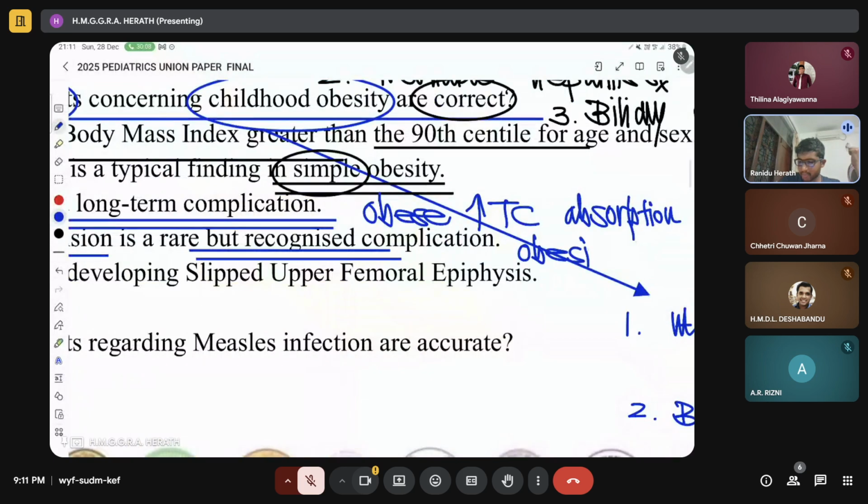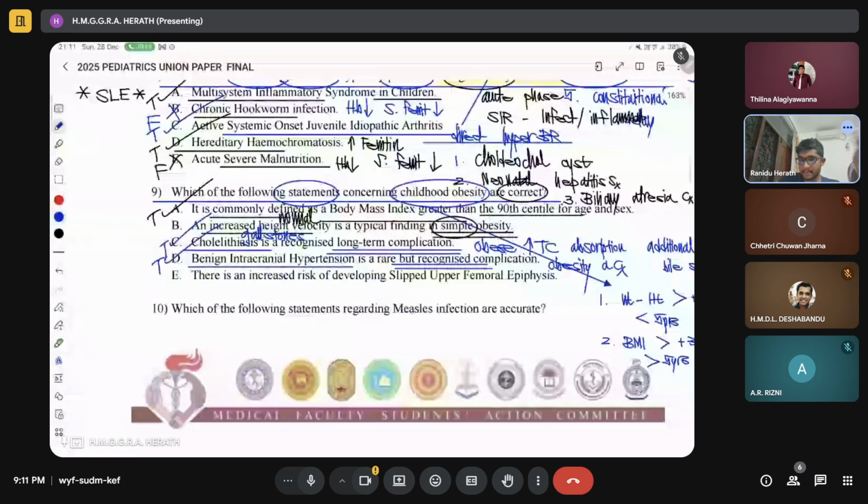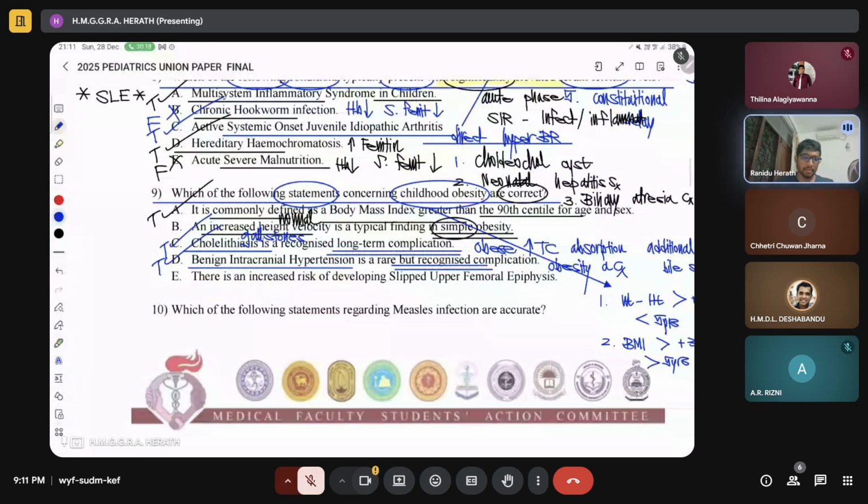What is the treatment for benign intracranial hypertension? Jarna, can you remember? Yes, acetazolamide. Remember, we did it in the medicine MCQ 2017, last MCQ.